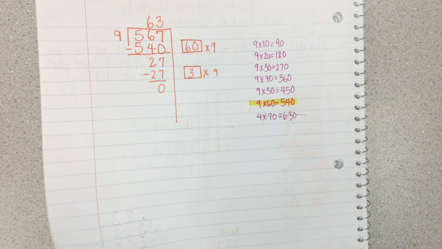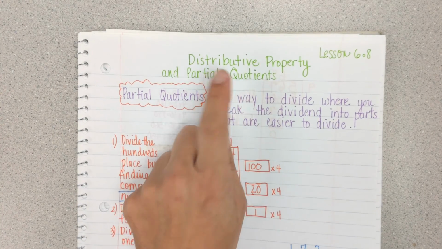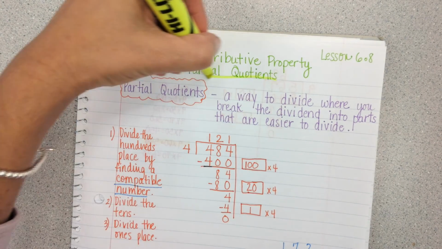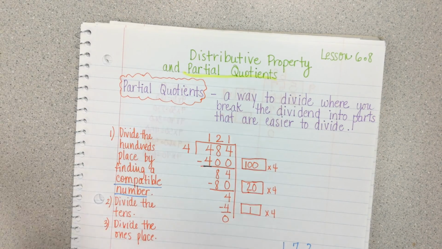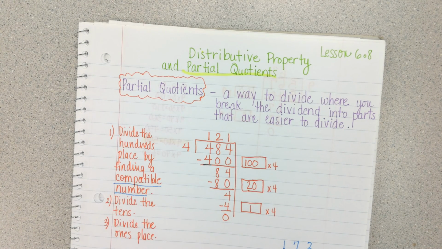And that, my friends, is partial quotients. I only focused on that one, but the lesson has the name distributive property and partial quotients. And when you do the lesson, you're going to see that the distributive property refers to the area models that you've been doing for the past couple of days.